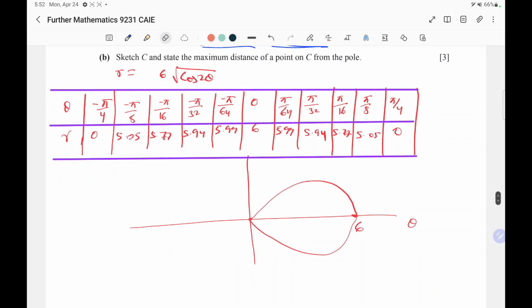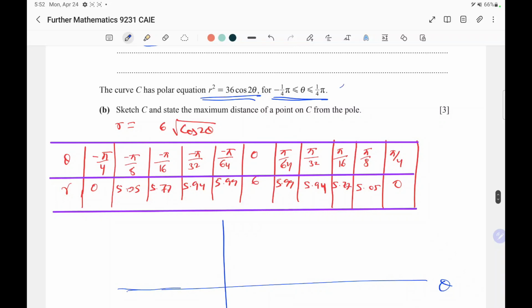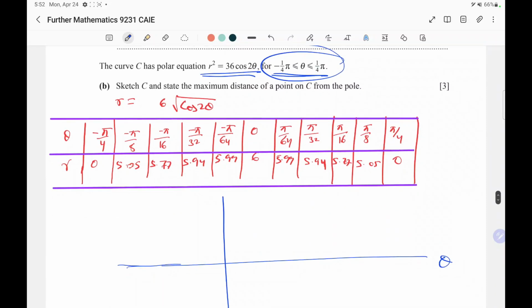So theta is the x-axis. Here I have already drawn that graph, but I will erase it and try to explain again. Please try to understand here. This is theta, and theta is from minus pi by 4 to pi by 4, right? So we need to get some points. So I wrote minus pi by 4, minus pi by 8, minus pi by 16, 0, like that. And then you have to substitute theta as minus pi by 4 in this. So 6 times root cos twice of minus pi by 4. Use a calculator.